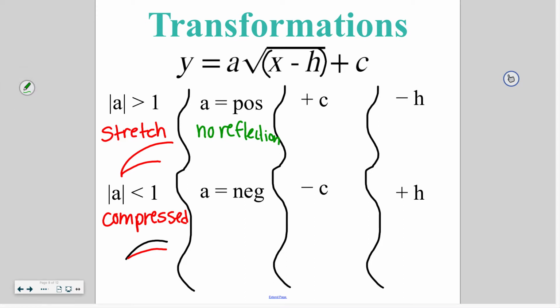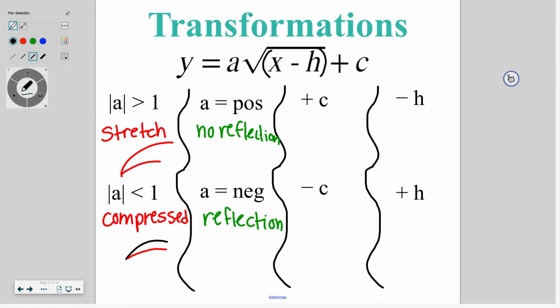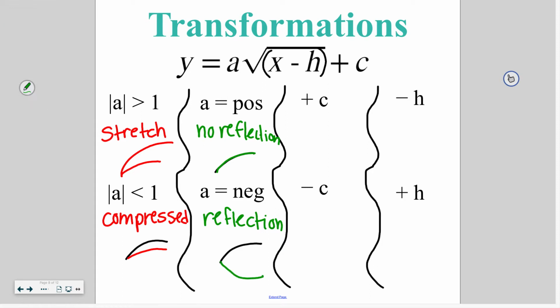And if it is negative, there is a reflection. So again, if we think about the original graph, if it looked like that, the new graph would, if I have not a reflection, stay exactly the same. If I have a reflection, it would be the same graph, but flipped upside down.